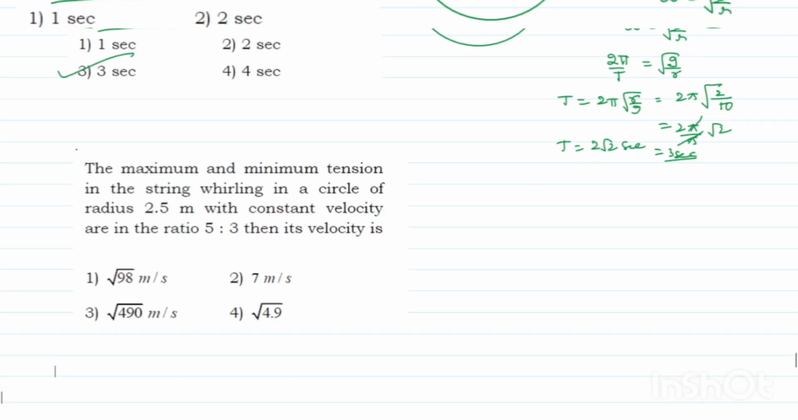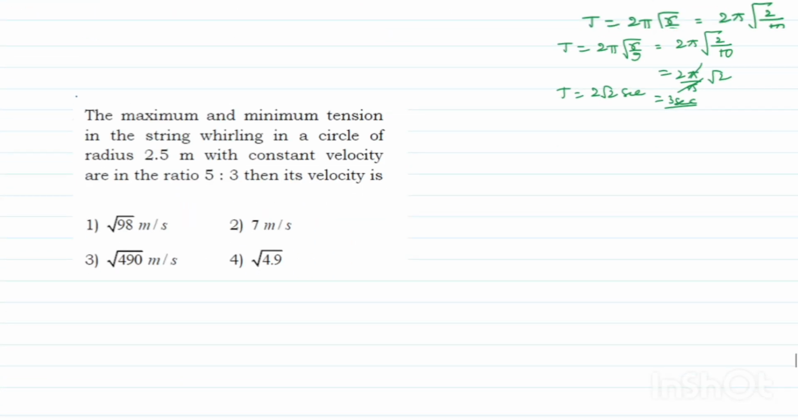The maximum speed and the maximum and minimum tension in the string: it is whirling in a circle of radius 2.5 meter with a constant velocity, and the ratio is given as 5:3. Then they are asking for its velocity, students. Now here you will get maximum and minimum tension. Maximum tension you will get at the lowest point. The formula is mv square by r plus mg, and minimum tension will be at the highest point.